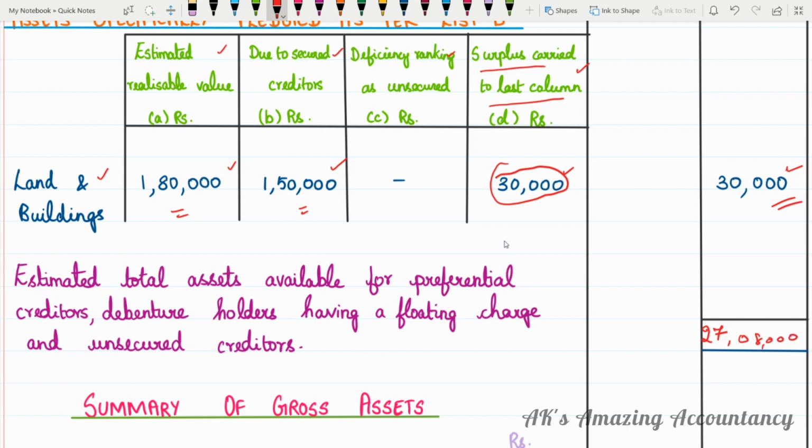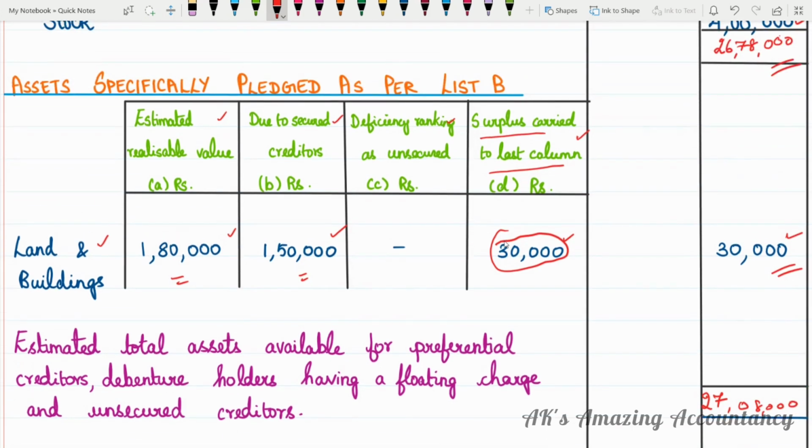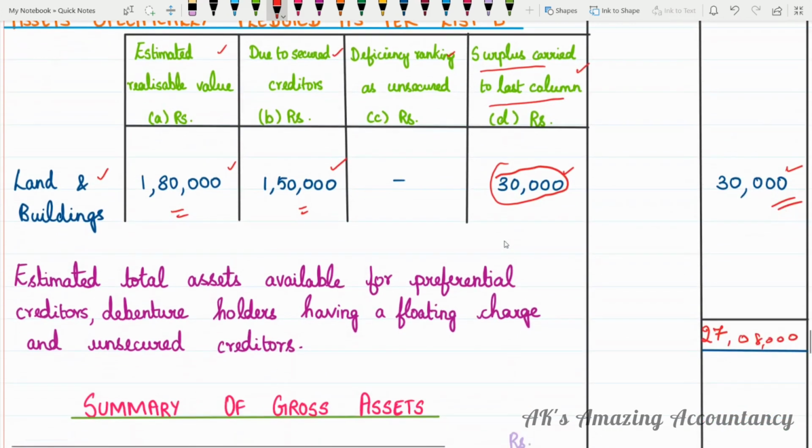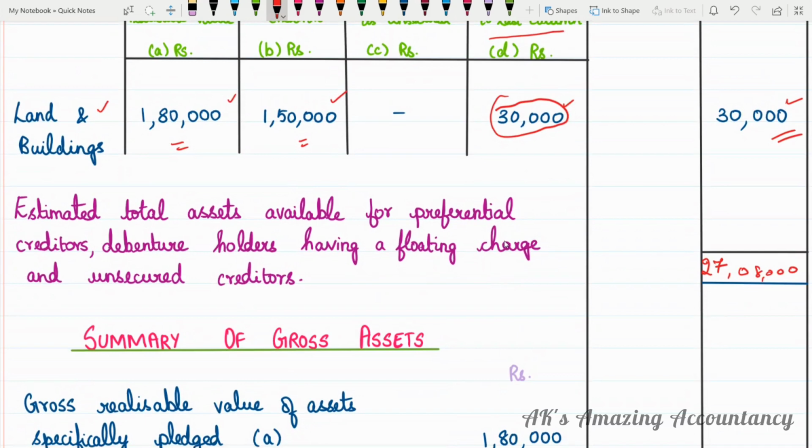How did you get this total? It is a total of list A and B together. Total of 26 lakh 78,000 plus 30,000. Okay. And this 27 lakh 8,000 we will call as estimated total assets available for preferential creditors, debenture holders having a floating charge, and unsecured creditors.